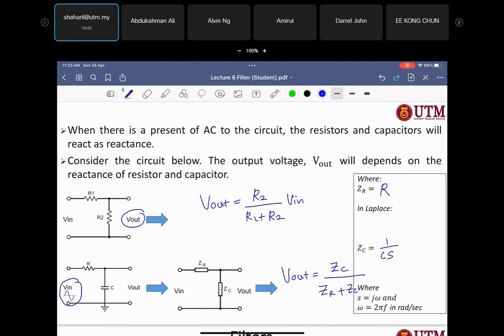So what is this S? ZC depends on d over dt, and when you Laplace d over dt, you get S. If you don't understand this a little bit, it doesn't matter. You also can write it with omega C, or in terms of the frequency fc, where omega is equal to 2 pi f. This is for your information.